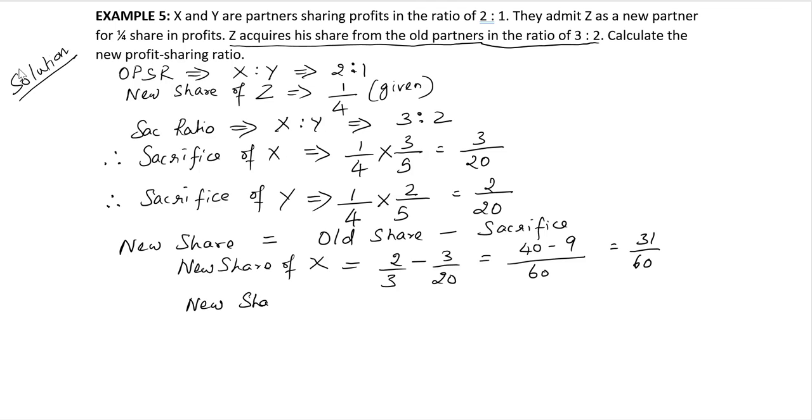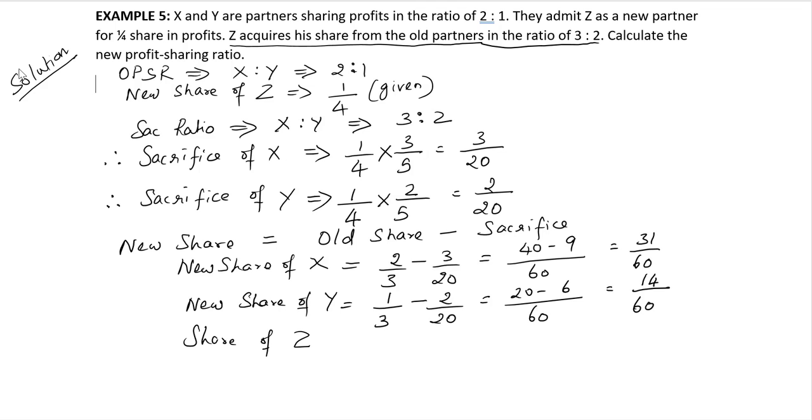The new share of partner Y is equal to his old share, which is 1/3, minus the sacrifice of partner Y, which is 2 divided by 20, which comes up to 14 divided by 60. The share of Z as per the problem is 1/4, which can be written as 15 divided by 60.